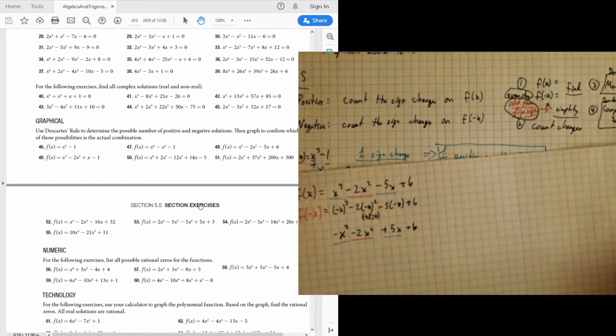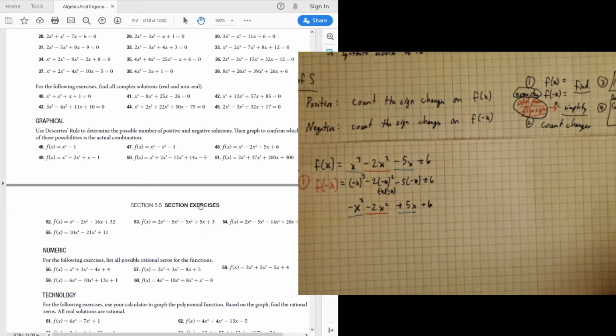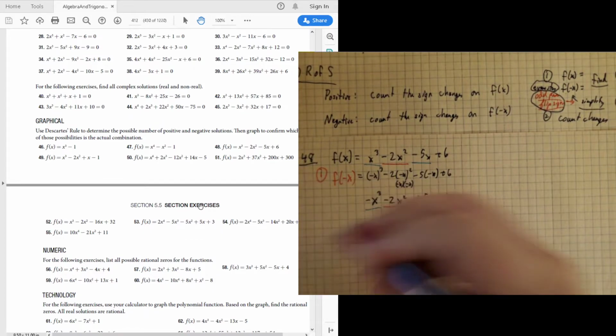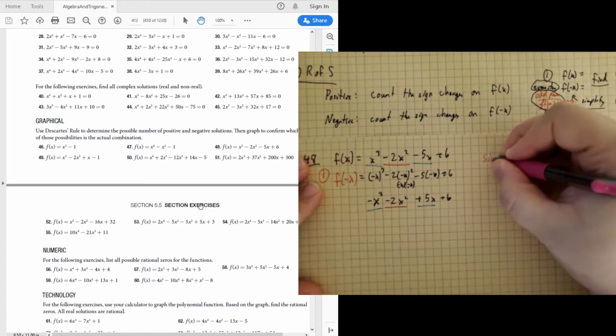And it's just one of those that comes from a little bit of practice. You'll see it and you'll know that you can just shortcut some of this step. Okay, well, let's start counting. All right, so how many sign changes do we have?